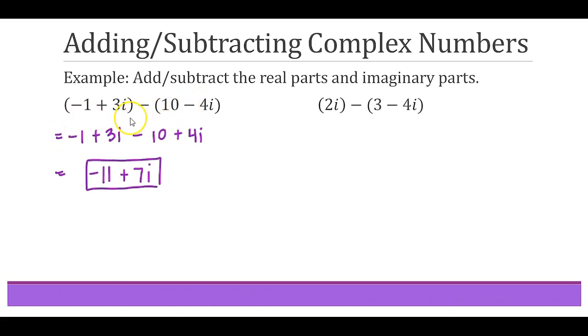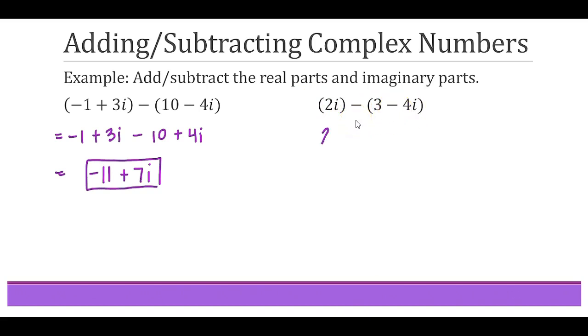It's, again, just like adding or subtracting like terms from one another. And then here I have 2i and then minus 3 minus 4i. Notice the first complex number doesn't have a real part. The real part is 0, so it's like having 0 plus 2i, but we wouldn't write the 0. And then minus 3 minus 4i.